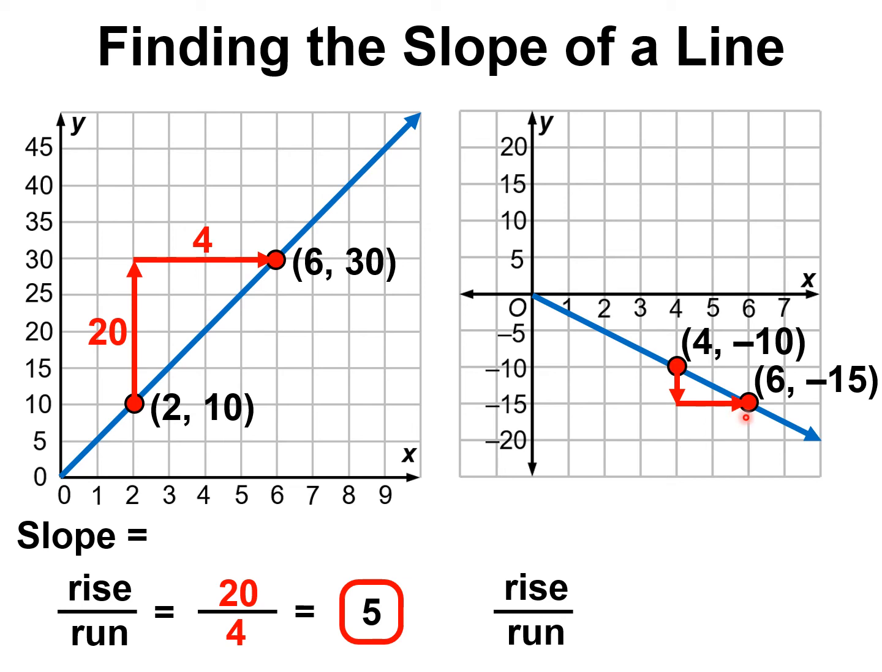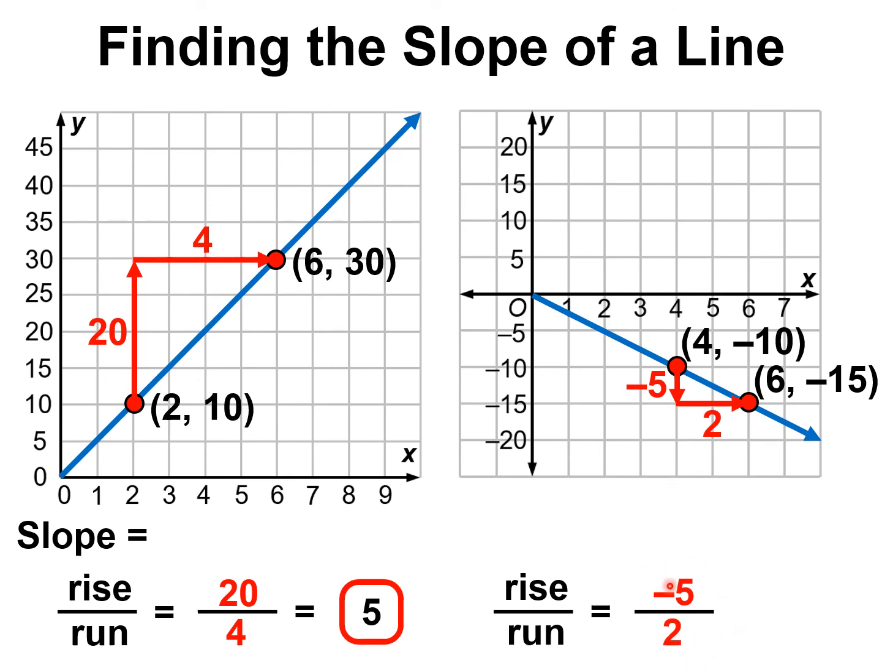Now again, we can't just count squares. Even though it's going down 1 square, it's going from -10 to -15. That means it went down 5. So our rise is -5. The run is going from 4 to 6. So that means the run is 2. So our slope is -5 over 2.